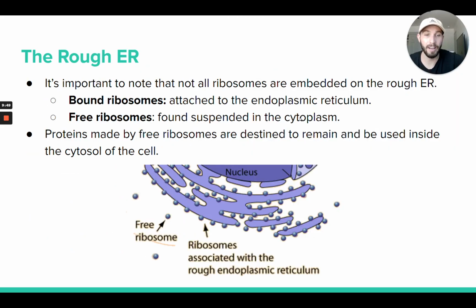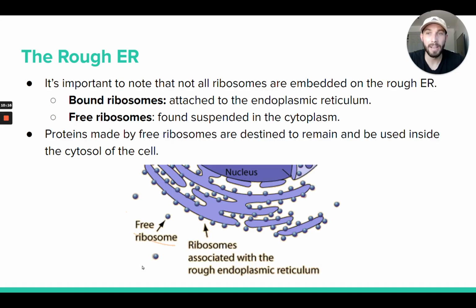One thing I do want to point out before we move on is that not all ribosomes inside the cell are embedded in the rough ER. There are what we call bound ribosomes. Bound ribosomes are the ribosomes that are attached to the rough ER, building those proteins that I was just talking about. But then you're also going to always see a bunch of free ribosomes. Free ribosomes are just ribosomes floating around in the cytoplasm of the cell. They're not bound to the rough ER.